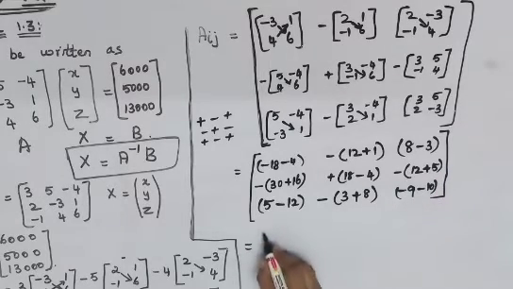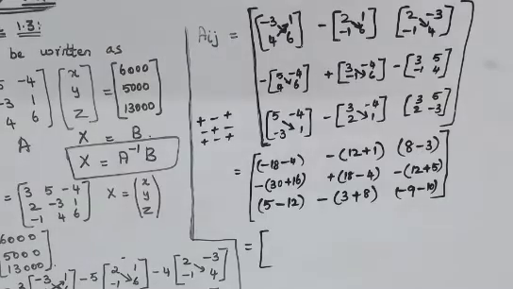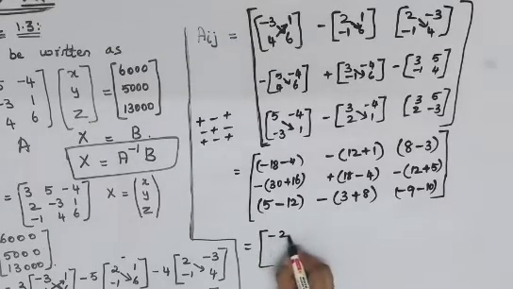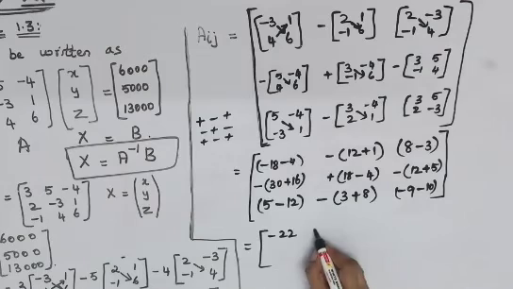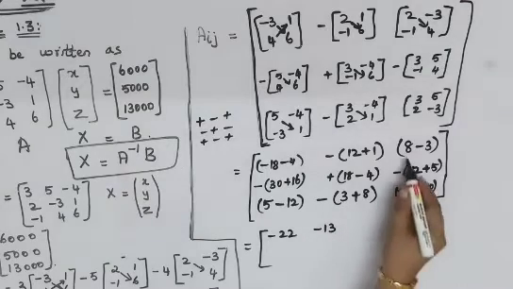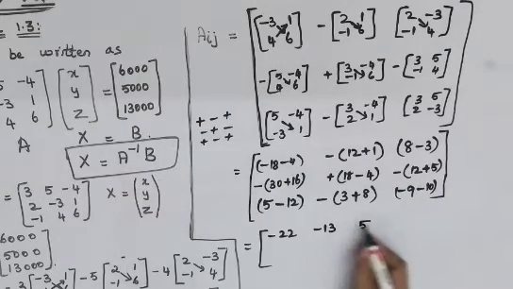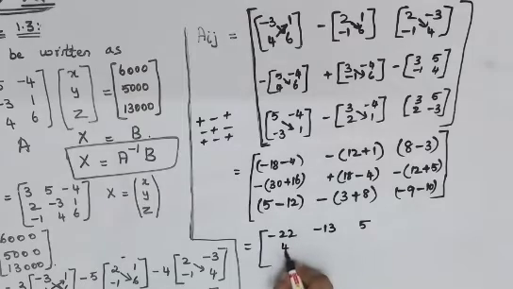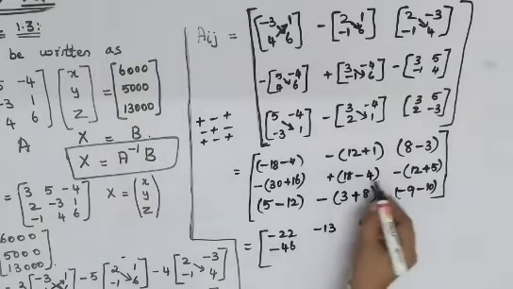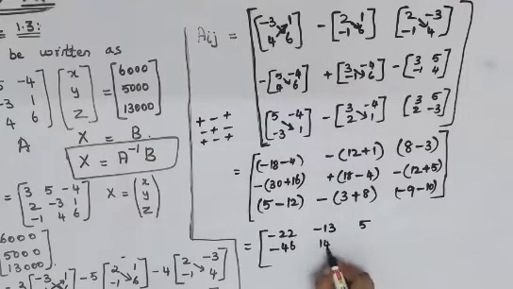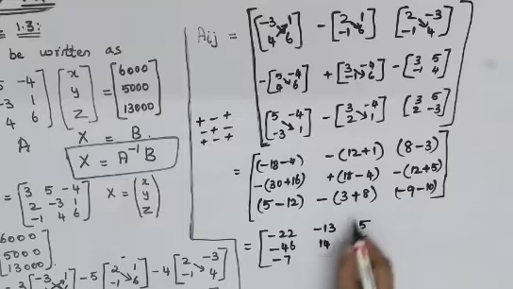So next step solving. Minus 18 minus 4 is minus 22. This is plus 13, but outer minus is there, so minus 13. 8 minus 3 is 5. 30 plus 16 is 46 with minus. 18 minus 4 is 14 with plus. 12 plus 5 is 17 with minus. Now 5 minus 12 is minus 7. 3 plus 8 is 11 with minus 11, minus 19. So this is your Aij.